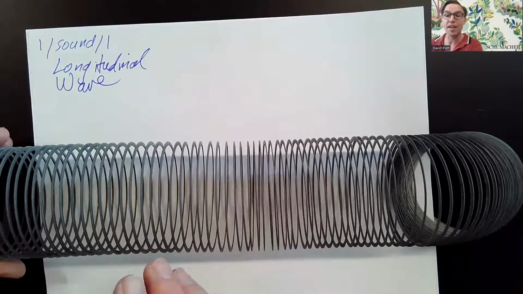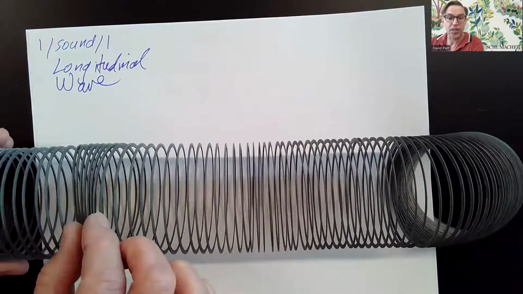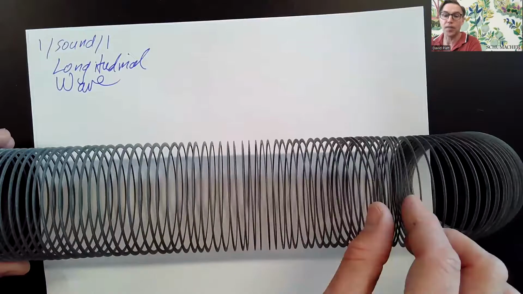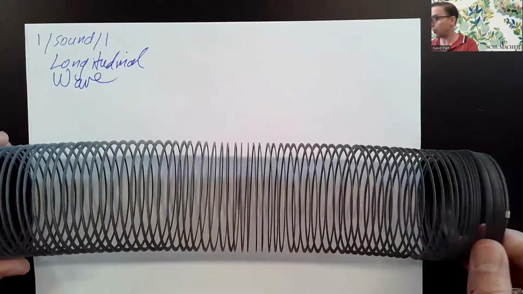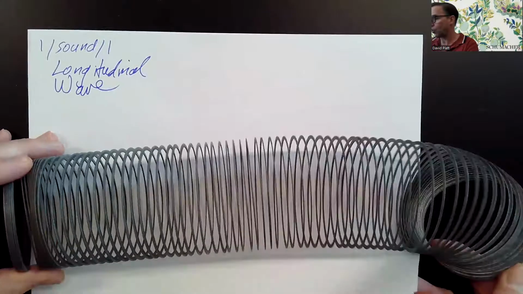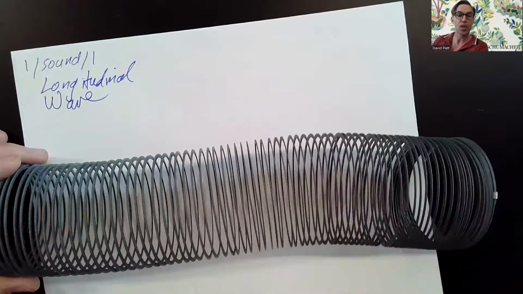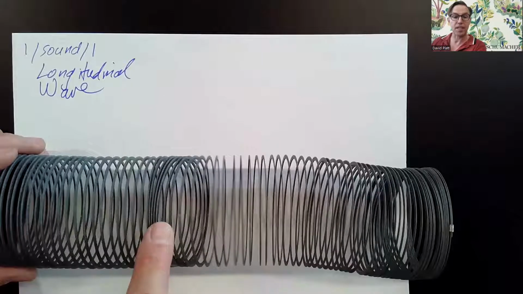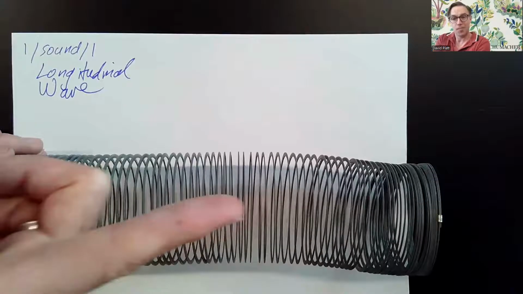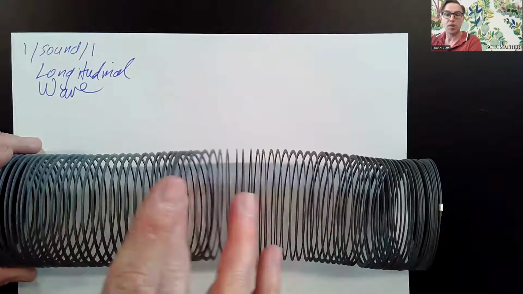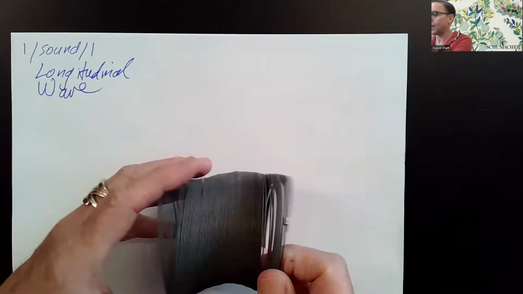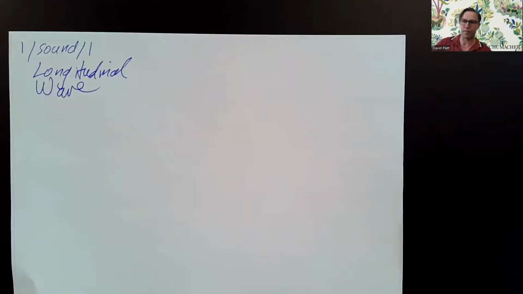And so what we have is these compression regions, and the region of compression moves along. And so that's called a longitudinal wave. And I think of the word longitudinal as sounding like along. So the motion of these individual coils is back and forth this way. And the propagation is also this way. So the motion and the propagation are parallel. That is the definition of a longitudinal wave.